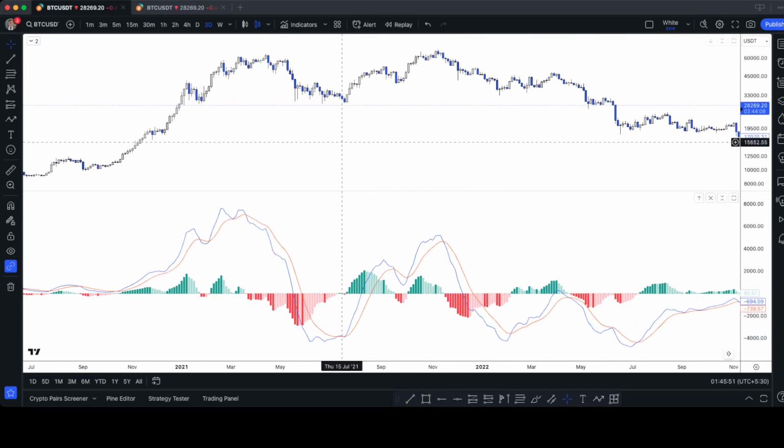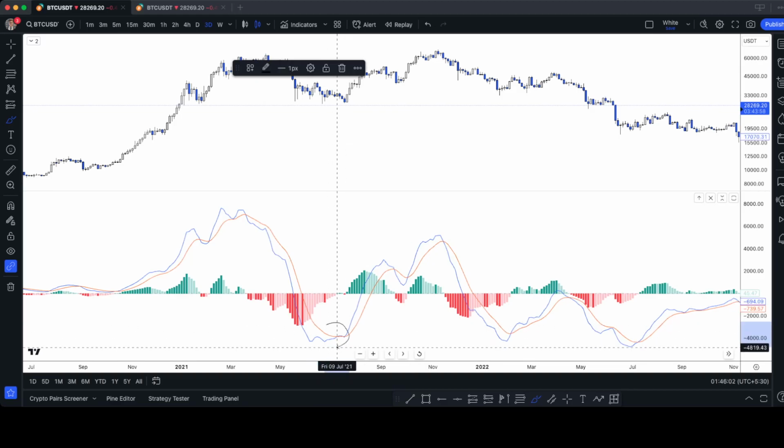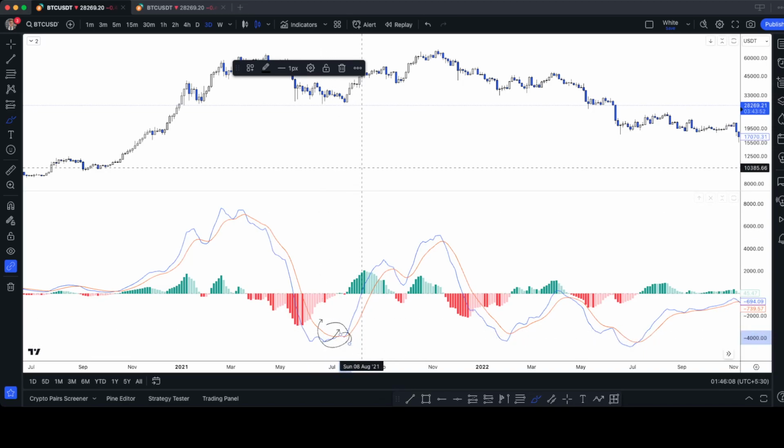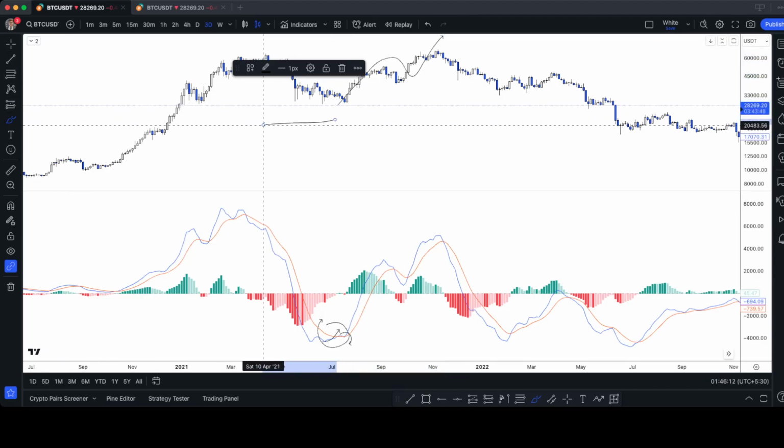Here we go. Look at the blue and orange lines. If you look here, the blue flipped the orange. Now it's bullish. You can see the price can go higher. Simple. Now let's look at the top. You can see the blue broke down through the orange, and we see some downward movement.